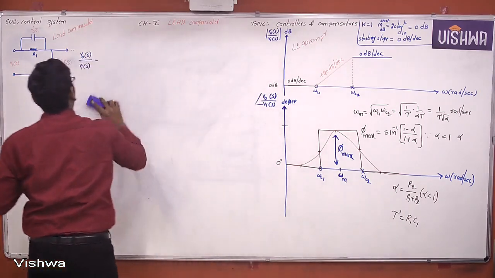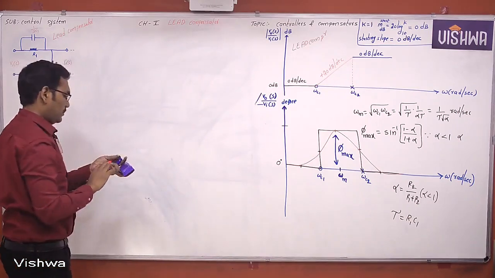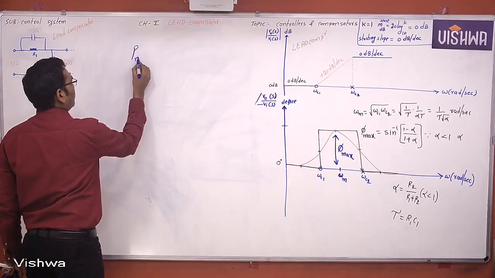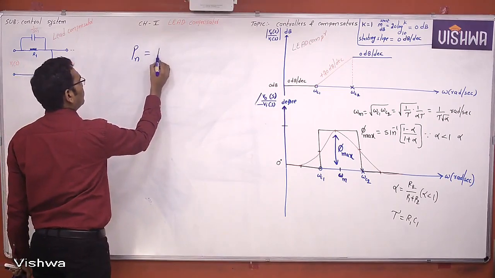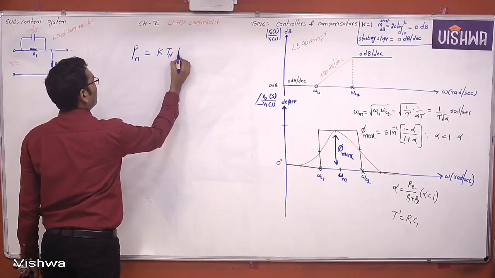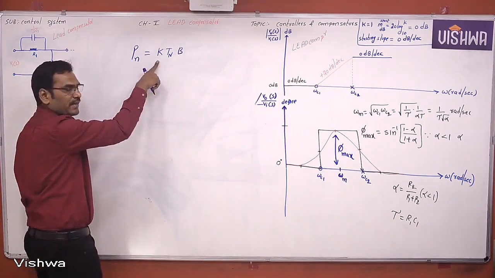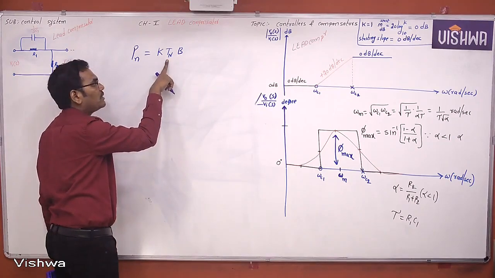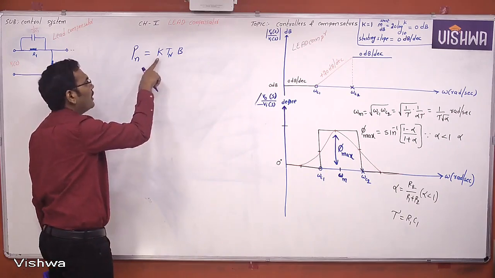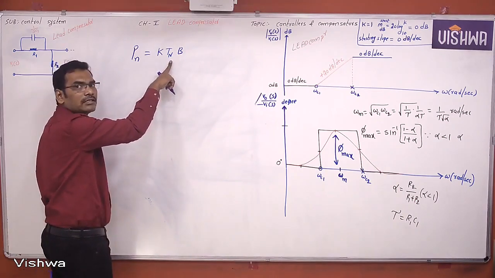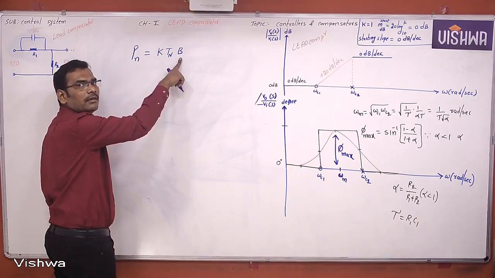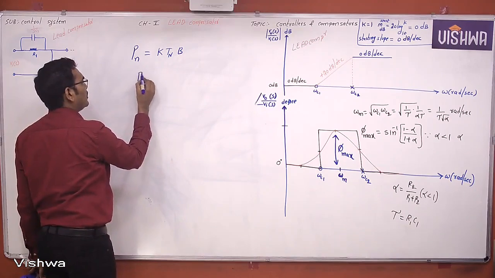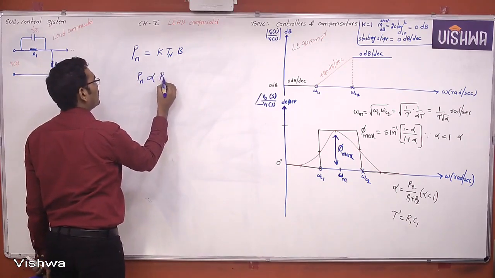So before we see the effect, I will give a few points. Note down the noise power. Noise power is equal to K Tn B. K is Boltzmann constant, Tn is noise temperature or also called thermal noise, B is bandwidth. K is constant at a particular temperature, and this is also constant. Therefore, noise power is directly proportional to bandwidth.